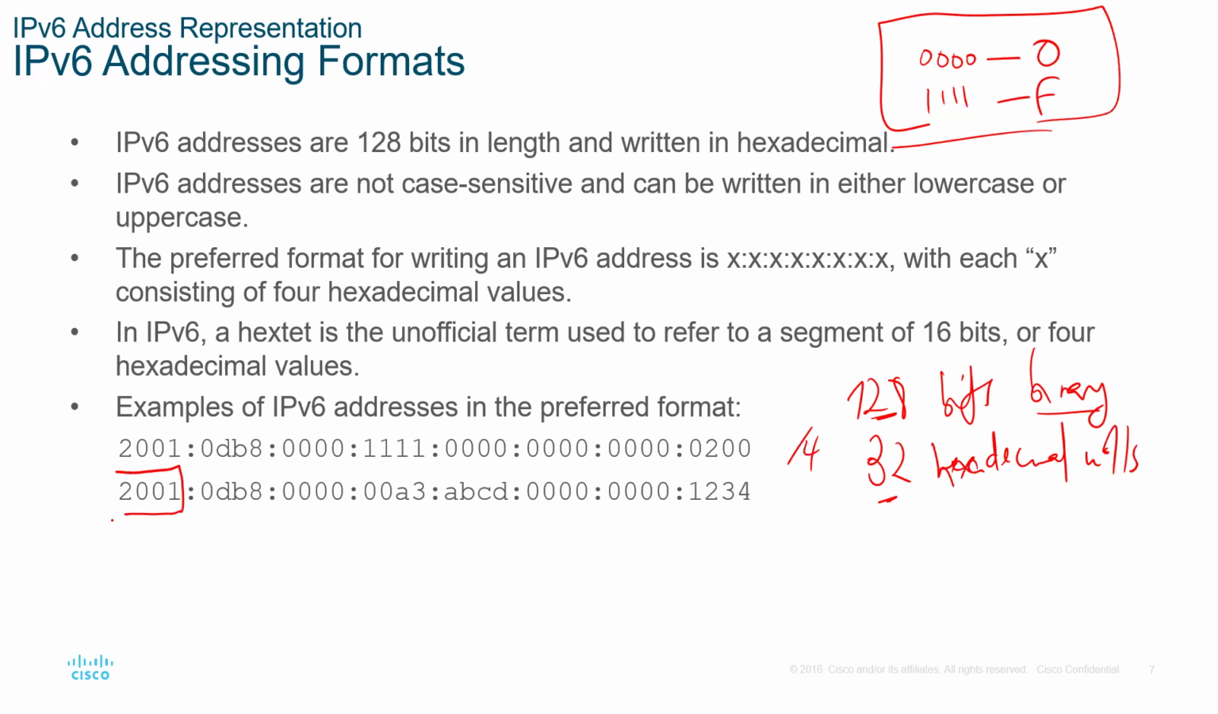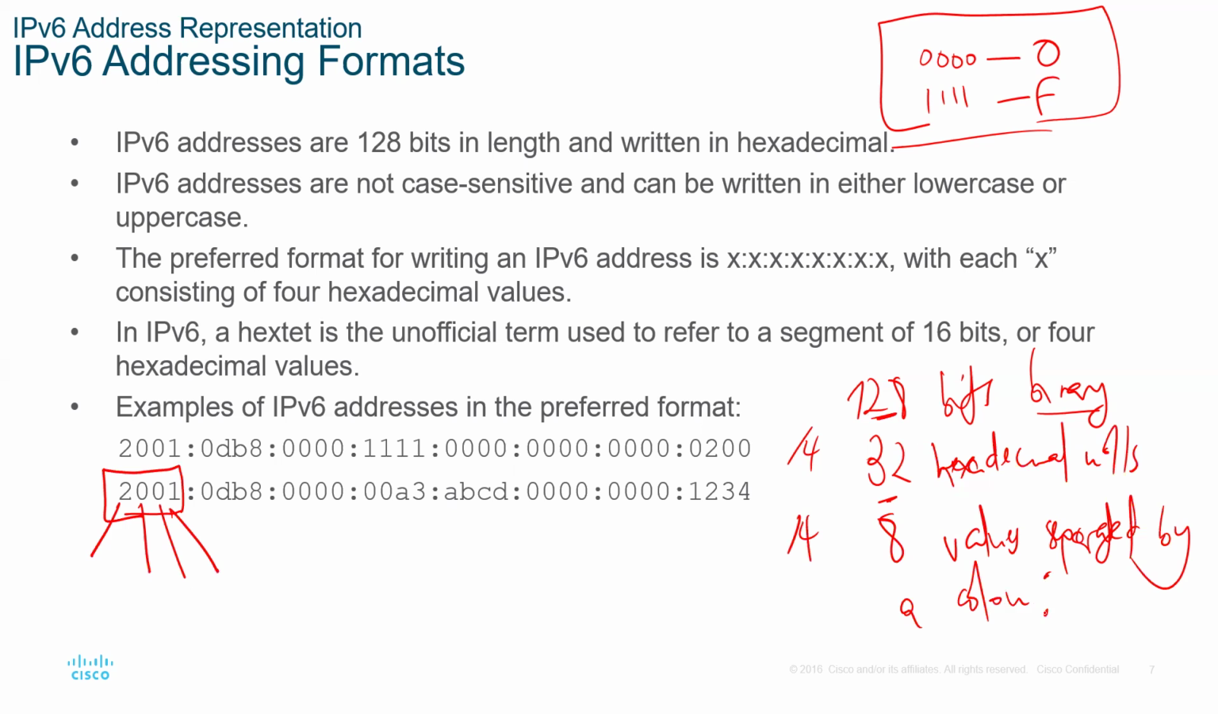This is a group of 4. So this is one hexadecimal number, another hexadecimal number, 3, 4 hexadecimal numbers here. So if we group them in 4s, we get 8. So we get 8 values separated by a colon. This thing right here. Right? So that's why we have 1, 2, 3, 4, 5, 6, 7, 8.